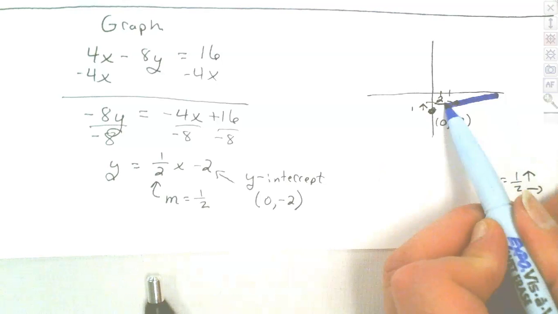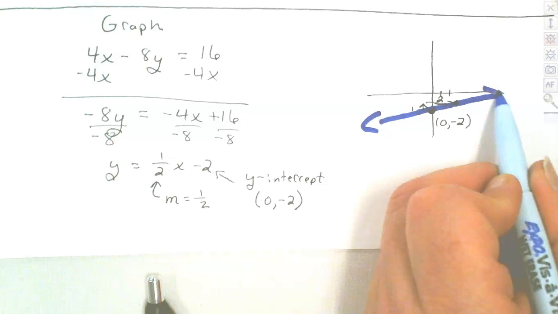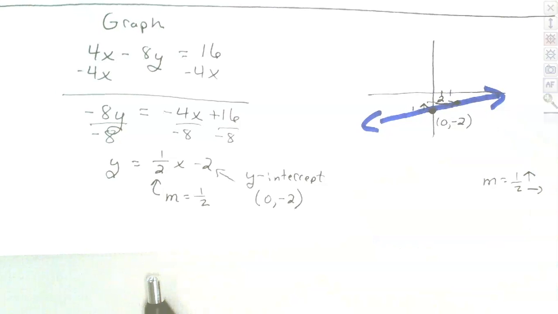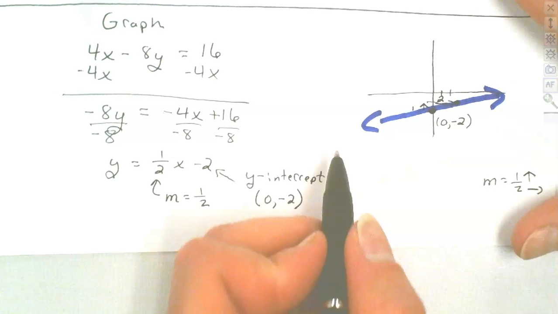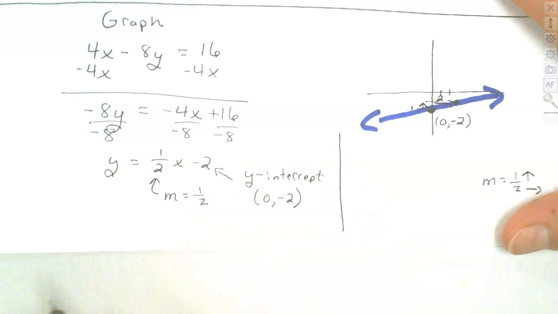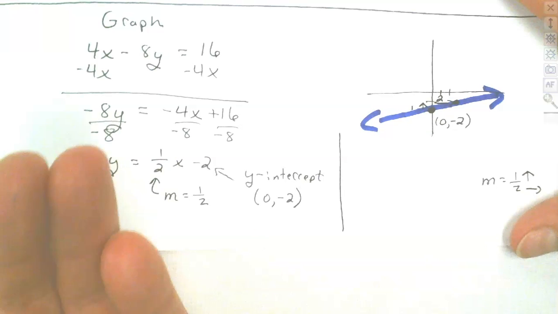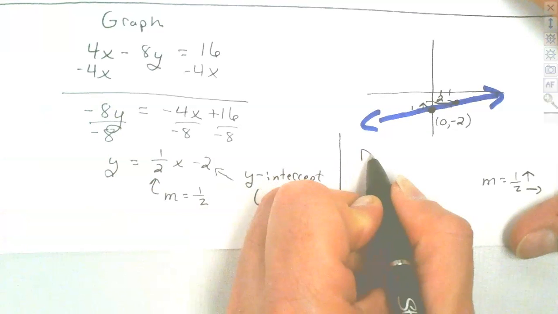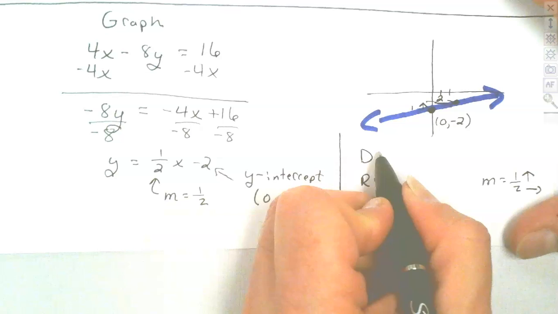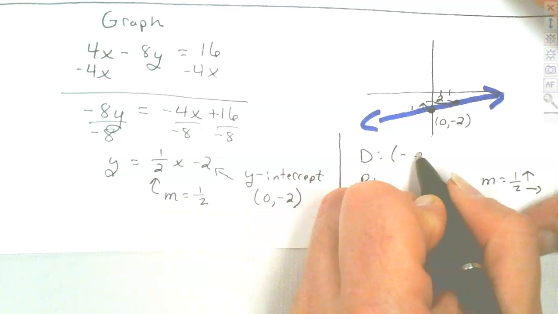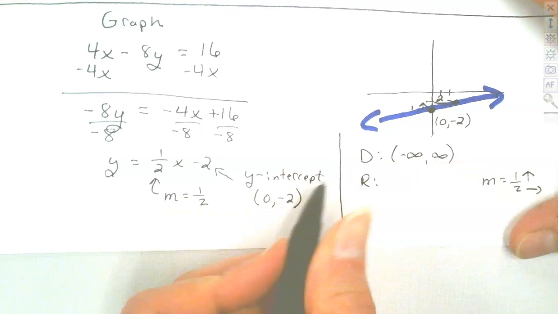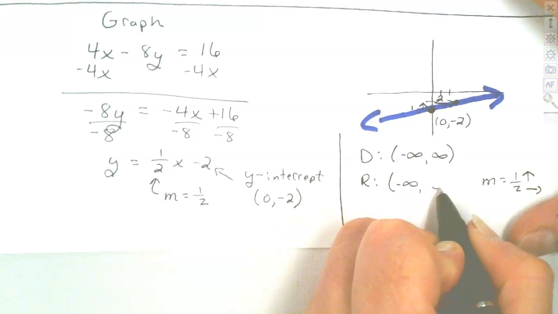On these, you also need to find your domain and your range. And that's the easy part, because all diagonal lines have the same domain and range. A lot of times, instead of writing out domain and range, I'll use a D and an R. And my domain and range are both negative to positive infinity.